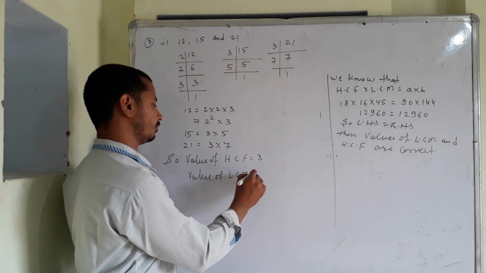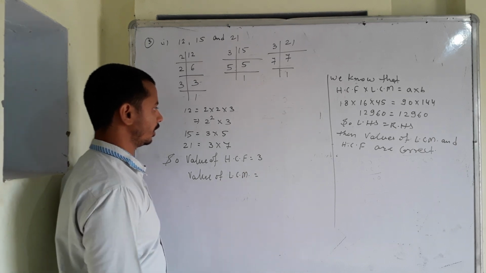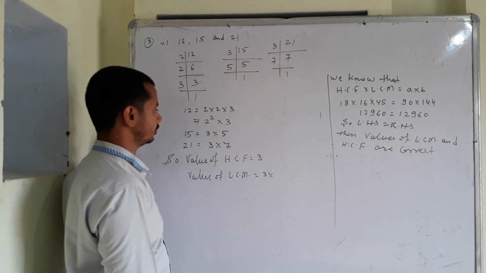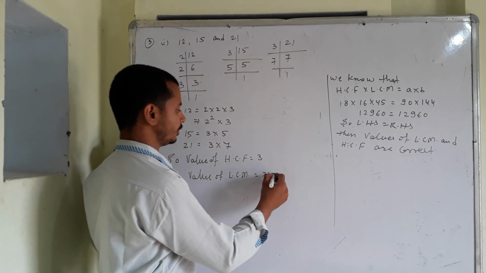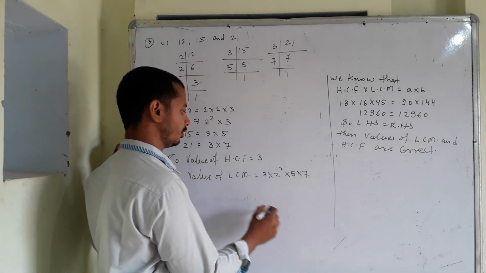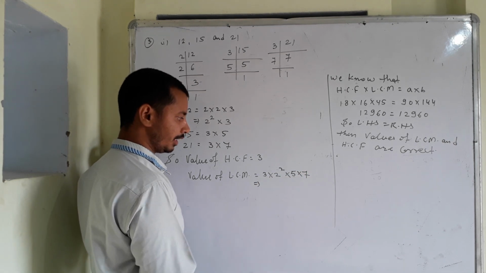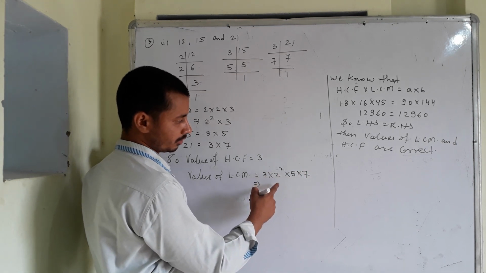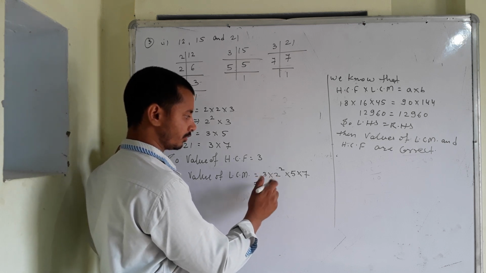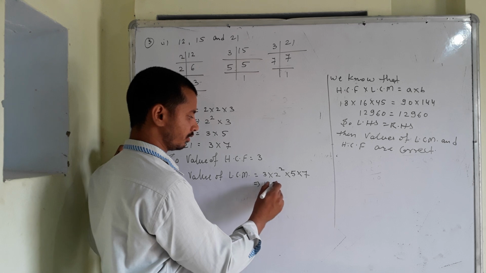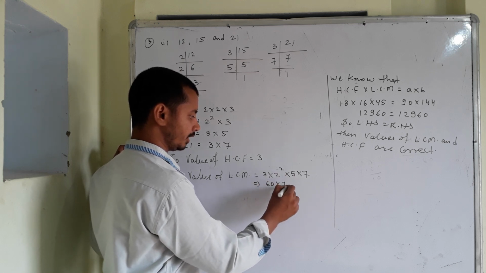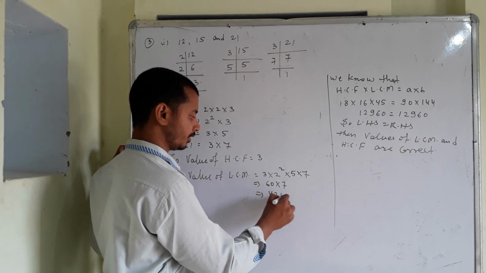And the value of LCM equals the common multiple multiply 2 square multiply 5 multiply 7. Okay, so the value of LCM is 4 times 3 is 12, 12 times 5 is 60, multiply 7, so we find 420.